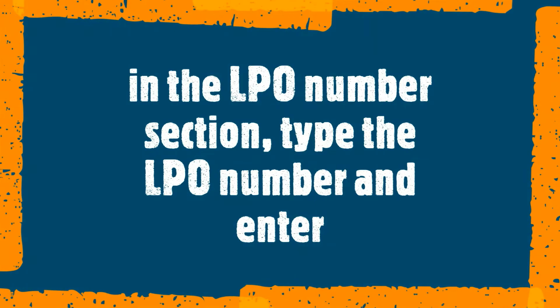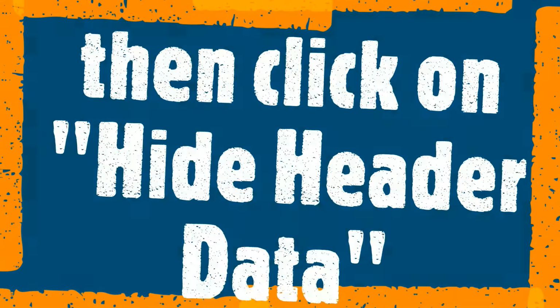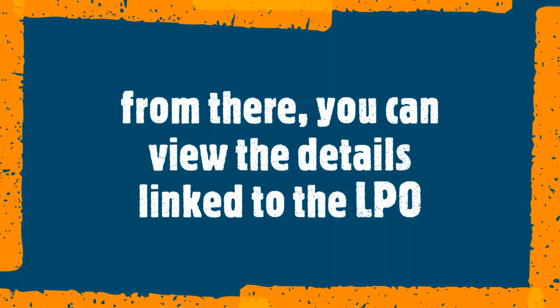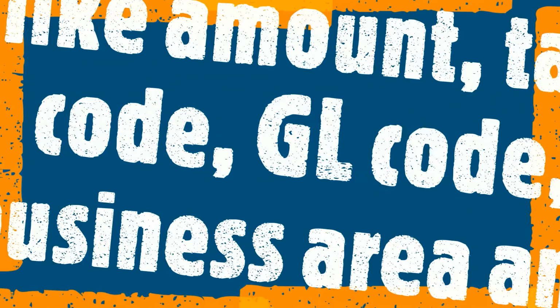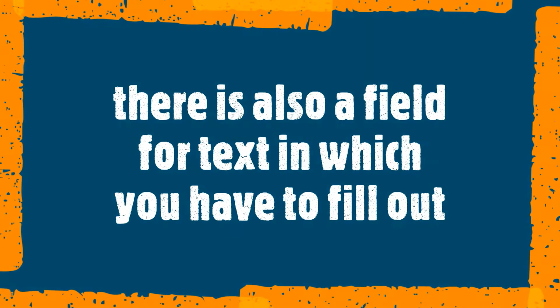In the PO level section, type the LPO number and enter. Once you enter the LPO, you will see the details of it. Then click on Hide Header Data. From there, you can view the details linked to the LPO, like amount, tax code, GL code, business area, and profit center. There is also a field for text which you have to fill out.